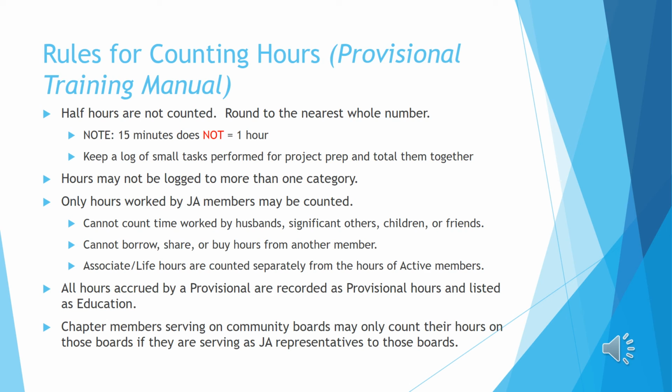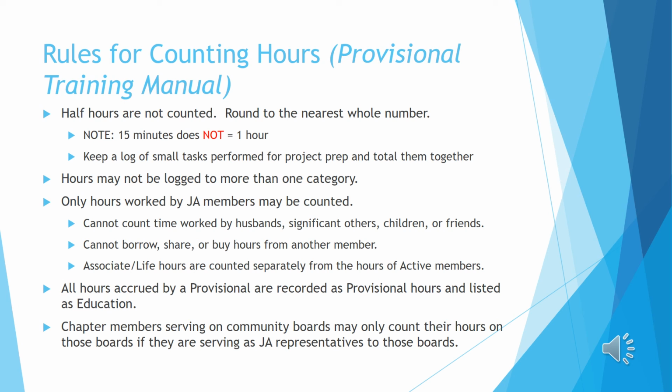Hours cannot be counted twice. Credit them to only one category, either administration, education, finance, or service. Service hours can only be earned by the active JA member. Service hours cannot be borrowed, shared, or bought from another member. Associate and life member hours are not to be counted as active service hours.